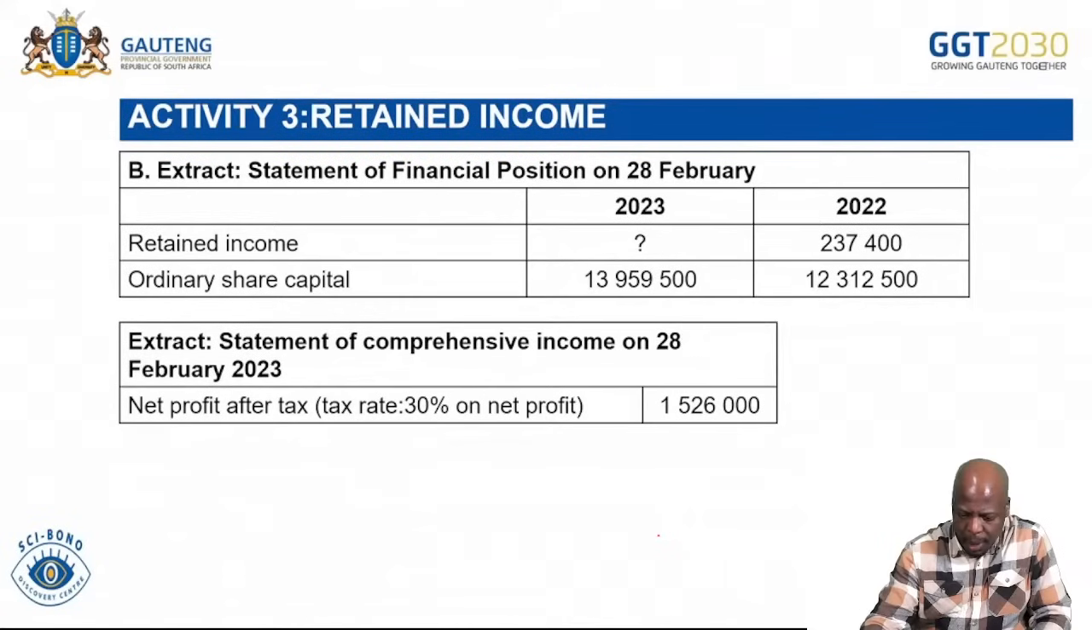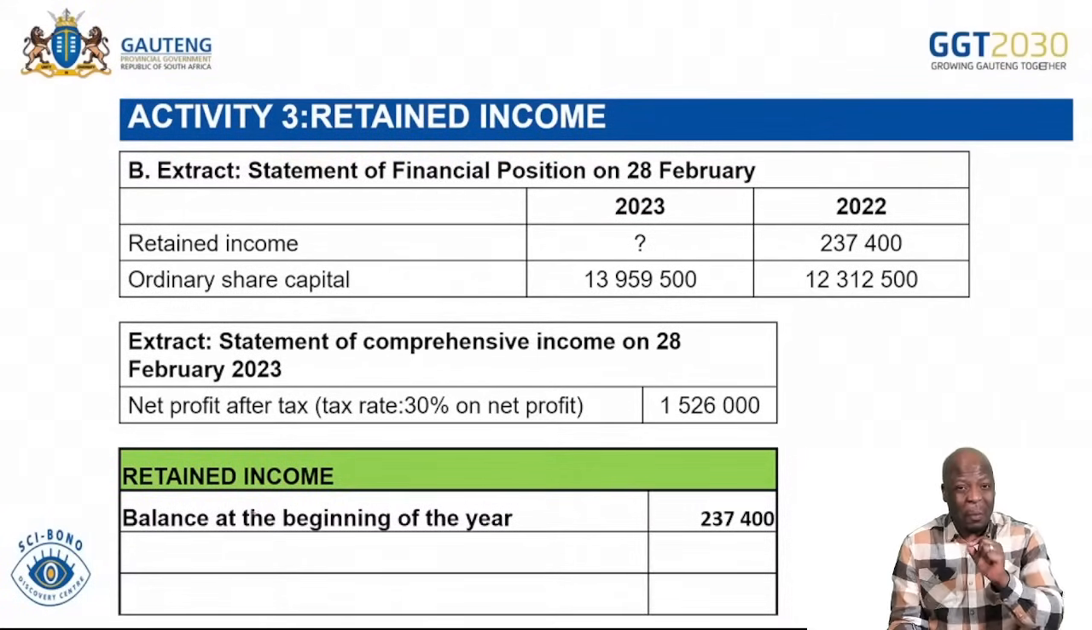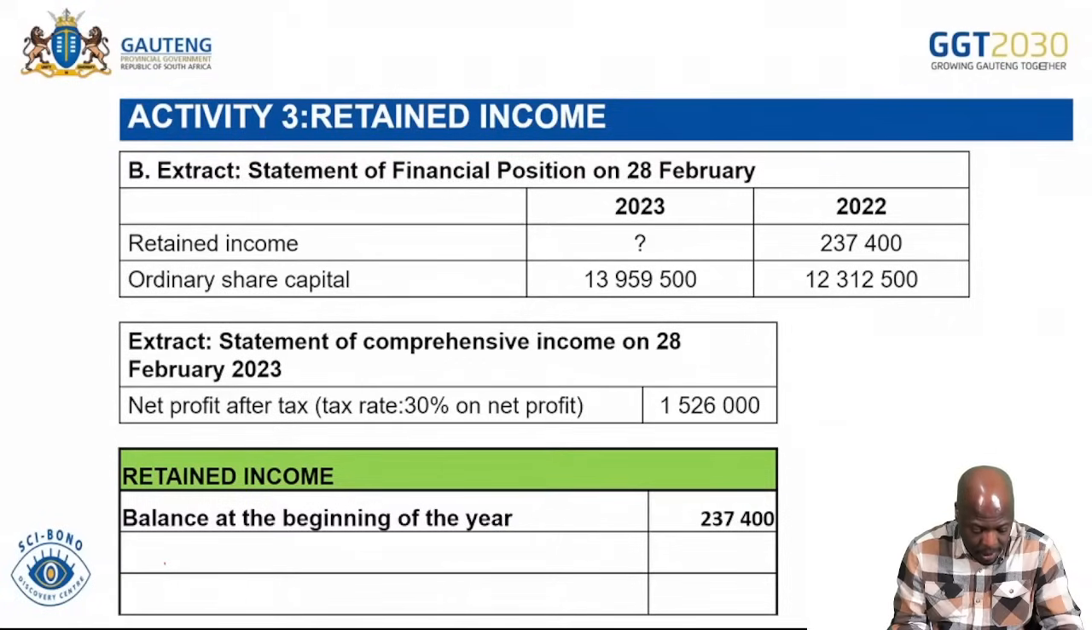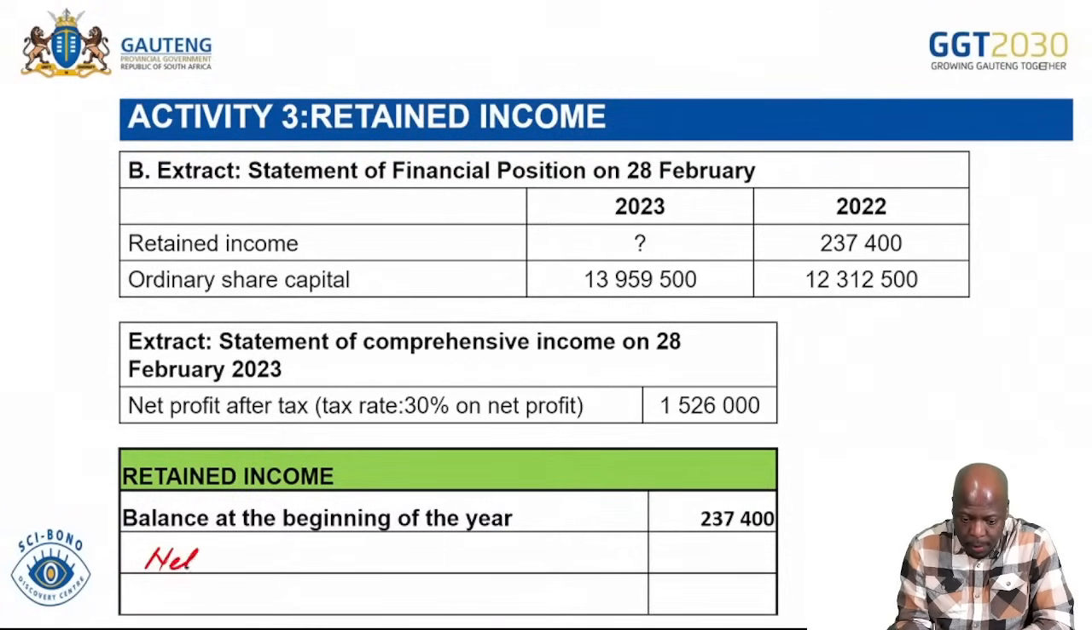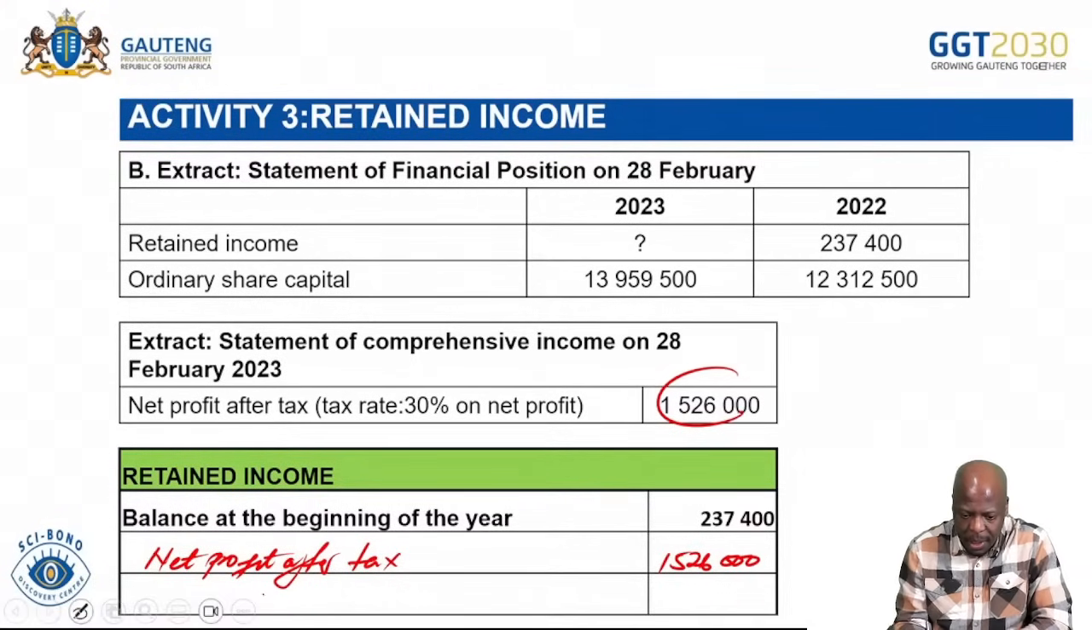Okay, so we're quickly going to go now. Let's start. Format. You need to know your format. You know, in accounting, format has to be in the fingertips. Like in this case, we start with balance at the beginning. After that, what comes next? After that, I must get my net profit. What is this? Net profit after tax. It was given 1,526,000. After the net profit after tax, what is the next thing that comes?